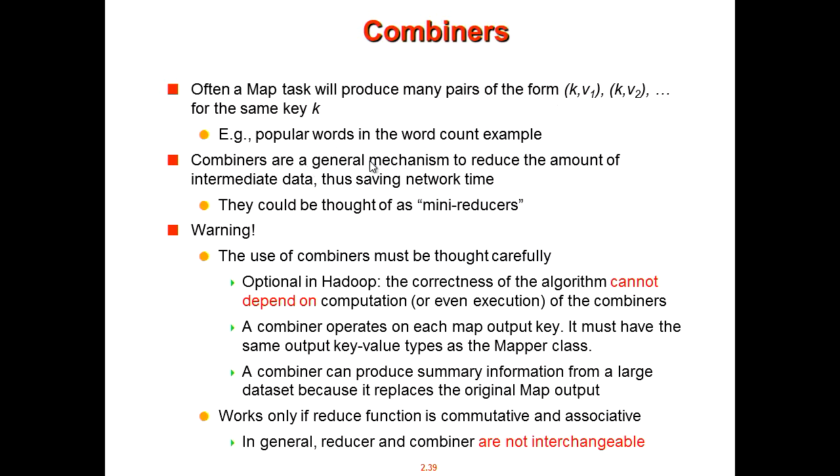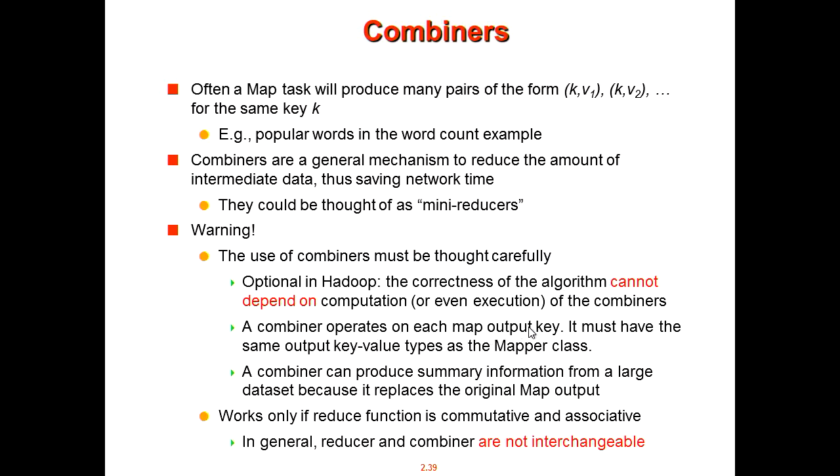So combiners are a general mechanism to reduce the amount of intermediate data, thus saving network time, because this intermediate data needs to be copied from the mapper node to the reducer node. So by reducing the amount of the intermediate data, we reduce the network transfer time. This could be thought of as mini reducers because it does a local aggregation, not like the reducer, which does the global aggregation. Well, the use of combiners must be thought through carefully. And in Hadoop, it is optional. So the correctness of the algorithm cannot depend on the computation of the combiners. It means that your program must guarantee that with or without the combiner, your MapReduce program can always generate the correct output. So the combiner cannot affect the correctness of your program.